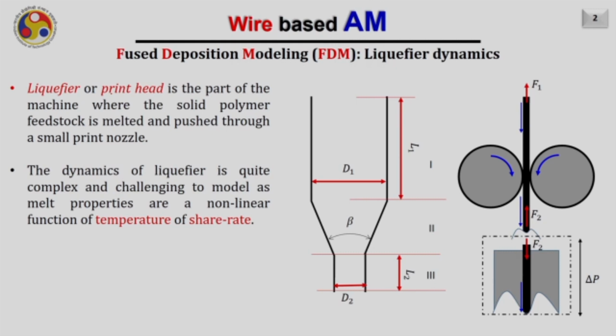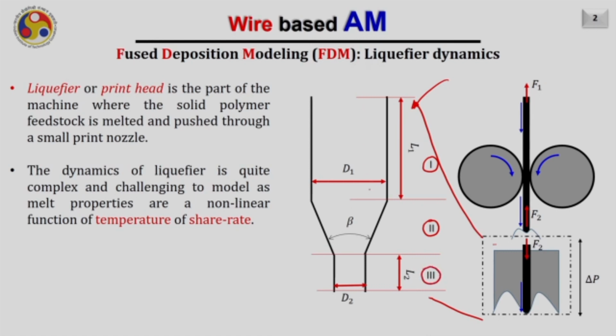The liquefier, or the print head, is the part of the machine where the solid polymer stock is melted and pushed through the small print nozzle. This is the typical schematic of the liquefier. I am just zooming it out later on here in this image. It is divided into 3 zones: zone 1, zone 2 and zone 3.